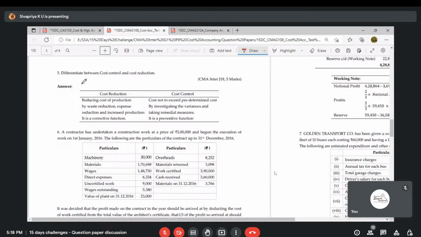Question number 5, differentiate cost control and cost reduction. So cost reduction, it is a permanent reduction in the cost of production of a particular product, whereas cost control is a technique where there will be a predetermined cost and you have to check whether the actual has exceeded that cost or not. It is a corrective function and it is a preventive function, right?